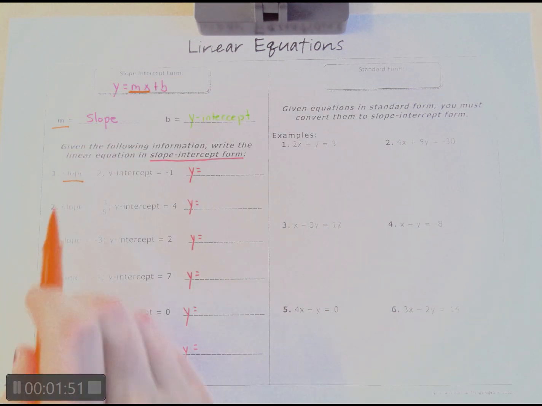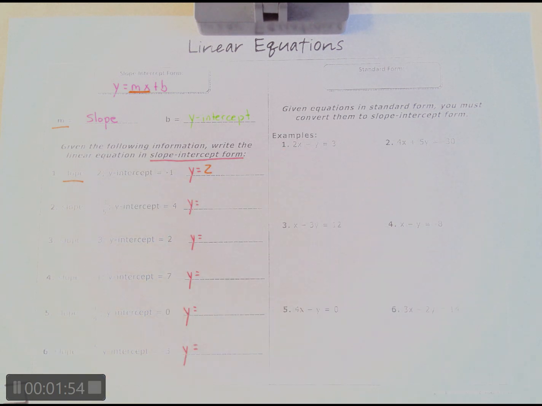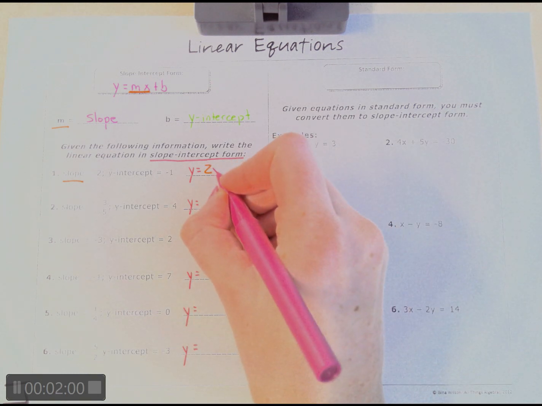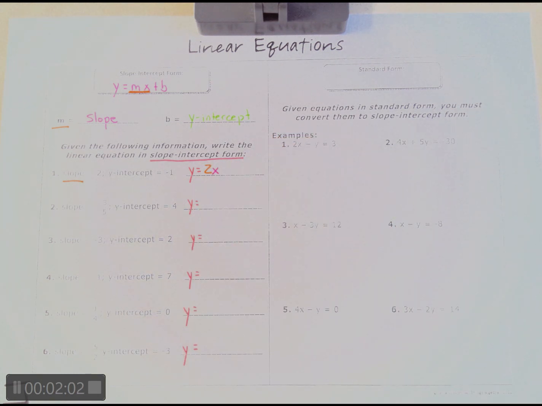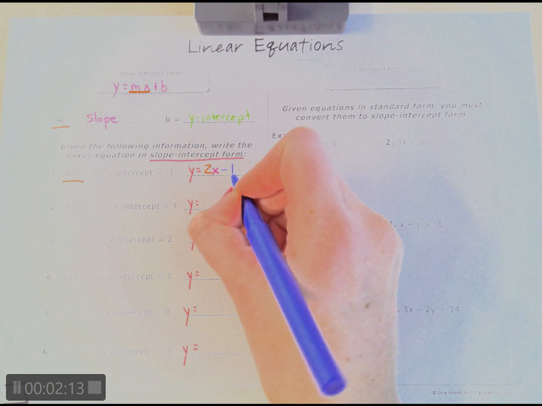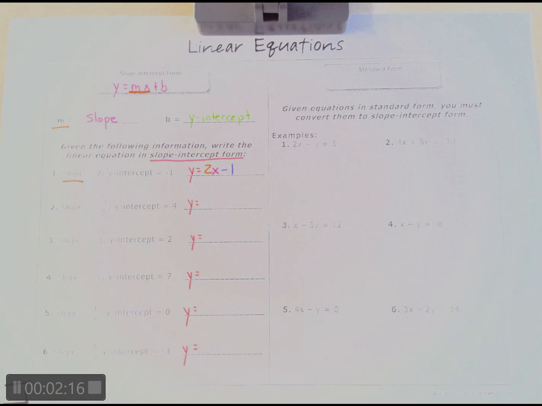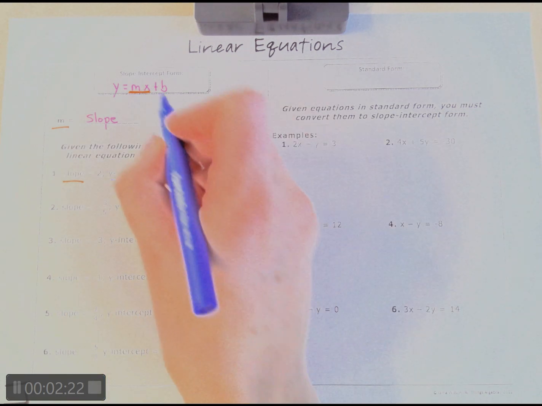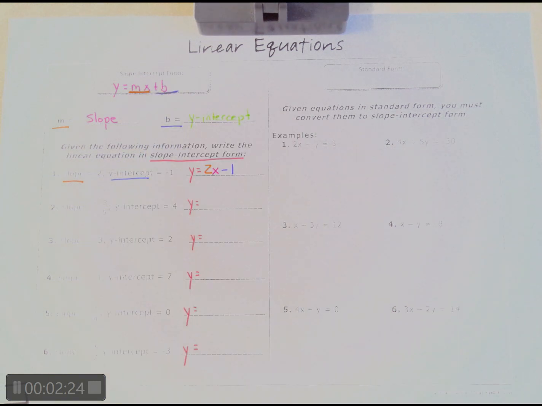Okay? So for number 1, I have a slope of 2. And then I have my x, because my slope and my x are always side by side. And then I have a y-intercept of -1. So after my x, I'm going to put -1. So my equation is y equals 2x minus 1. Just to make sure you guys understand why I put the -1 there. Okay? Alright, let's take a look at the next one.